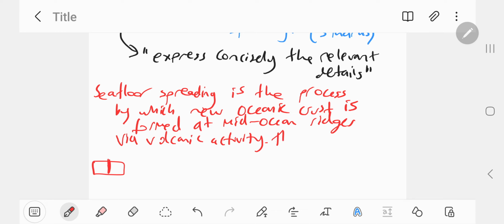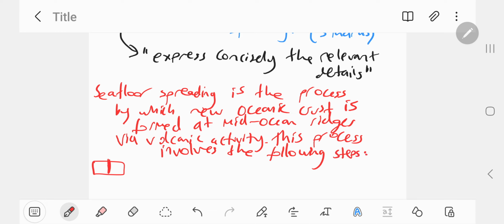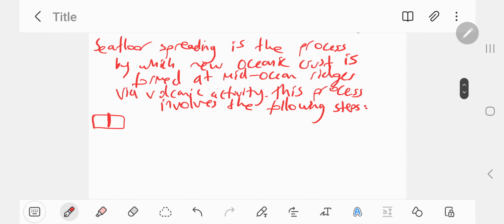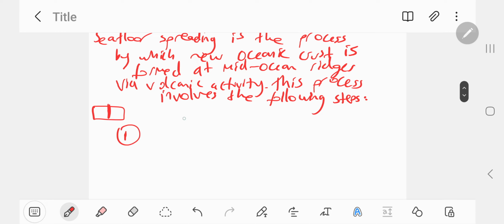You can then write the process. So this process involves the following steps. So you've told the marker in general what seafloor spreading is, you've understood it, and you're going to now tell them what the main steps involved are. So let's use the numbering system. Let's go 1, magma rising.